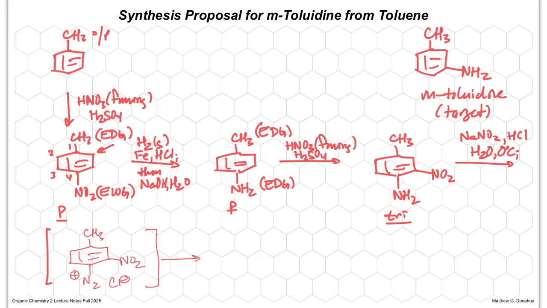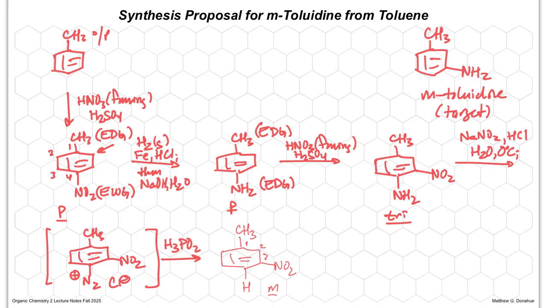And then we can quench that with H3PO2, that hypophosphorus acid. That's going to deliver H- to that position. And what we end up with now is the meta relationship, because we're dealing with the methyl group and the nitro. So the 1-3 relationship, that's what we need.